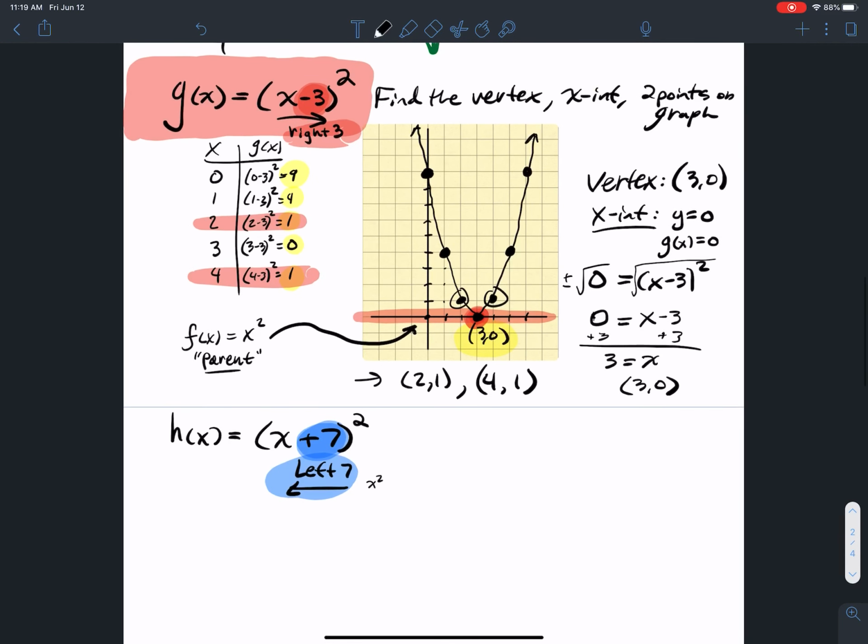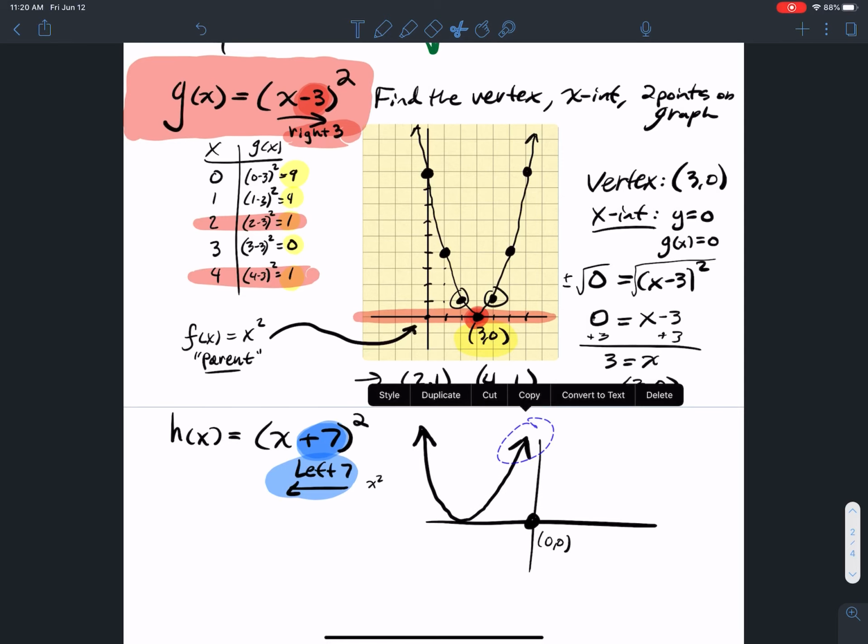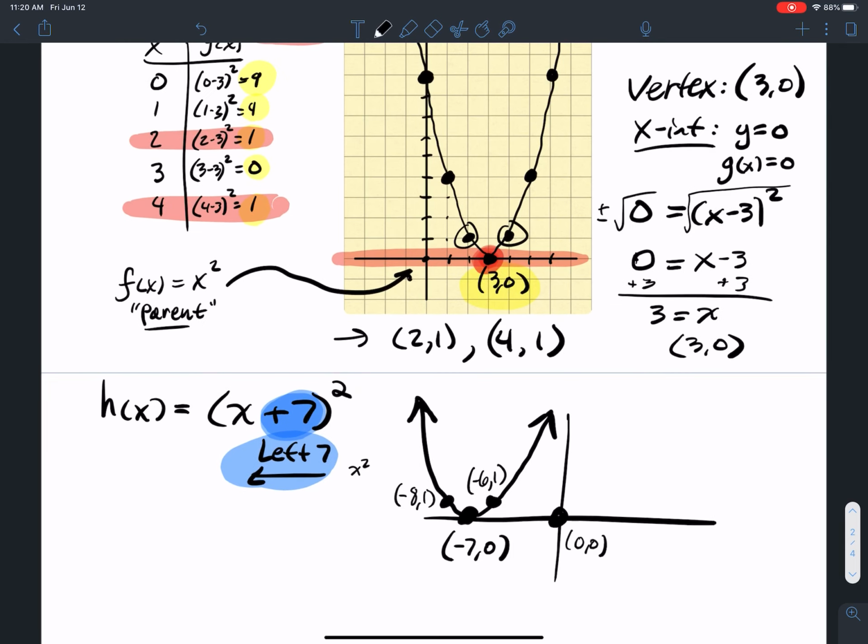So this really does help us out in being able to do these problems a whole lot quicker. So now I know the parent looks like this, and its vertex is at 0, 0. But if I shift it to the left 7, now all of a sudden I know my vertex is negative 7, 0, right? If I go over 1, that means I'll be at negative 6 and 1. If I go over 1 this way, I'll be at negative 8 and 1. So that helps me get 2 other points really quickly.